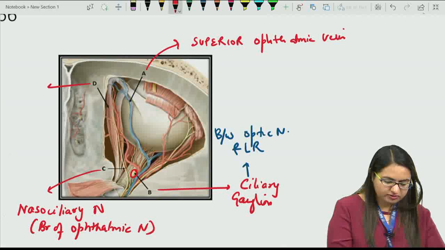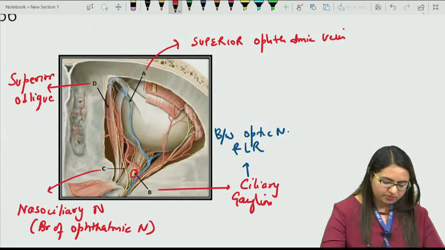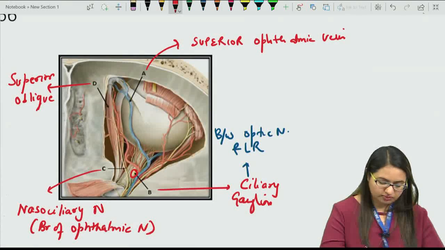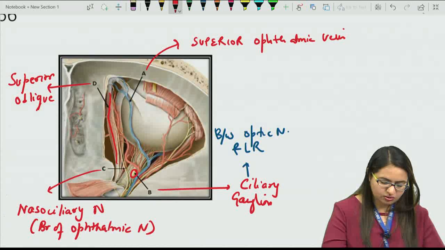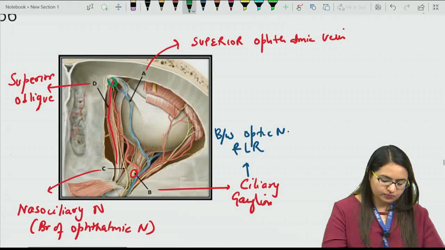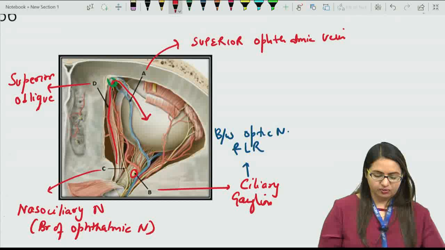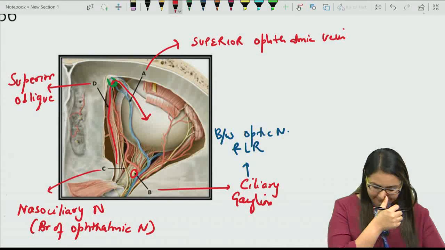The D structure is the superior oblique muscle. It is present on the medial side, running just above the medial rectus. As it goes towards the anterior aspect, there is a fibrous pulley where it takes a turn and reaches the eyeball, and it is inserted in the eyeball behind the equator.